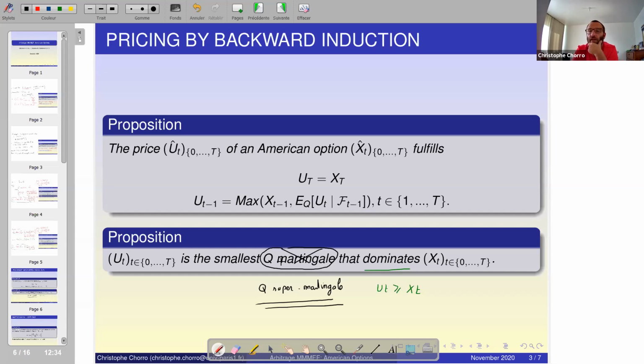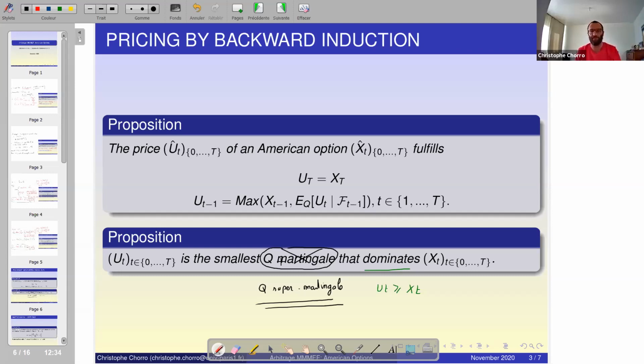In the case of an American option, it's not possible for me to obtain such a thing, okay, as I have explained at the beginning. But I see that by my previous reasoning, I observe, and I will prove this proposition, that the actualized price is not a martingale anymore. It's a Q super martingale. And the condition is not that U_T is equal to B as in the case of contingent claim, but U_T will always be greater than X_T. So we are going to prove this proposition here.